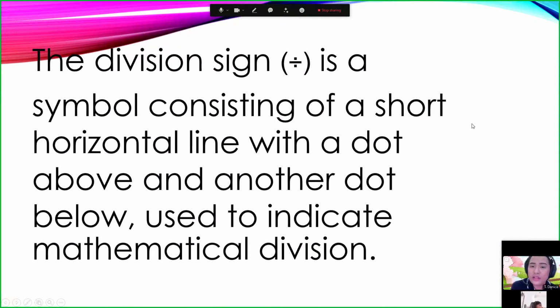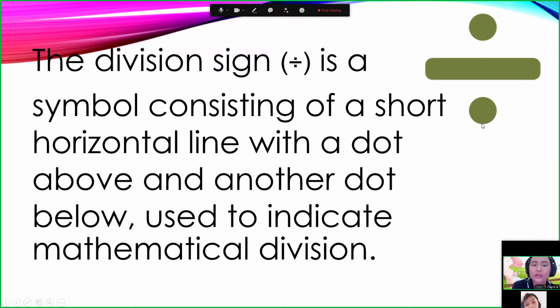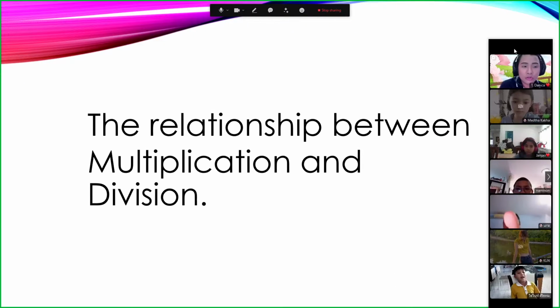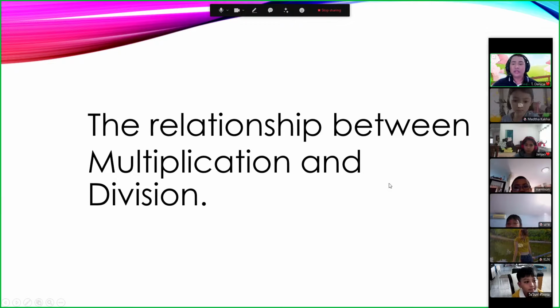Okay, the division sign is a symbol consisting of a short horizontal line, and a dot above and another below. Now today we will be learning about the relationship between multiplication and division. What is multiplication in Thai?